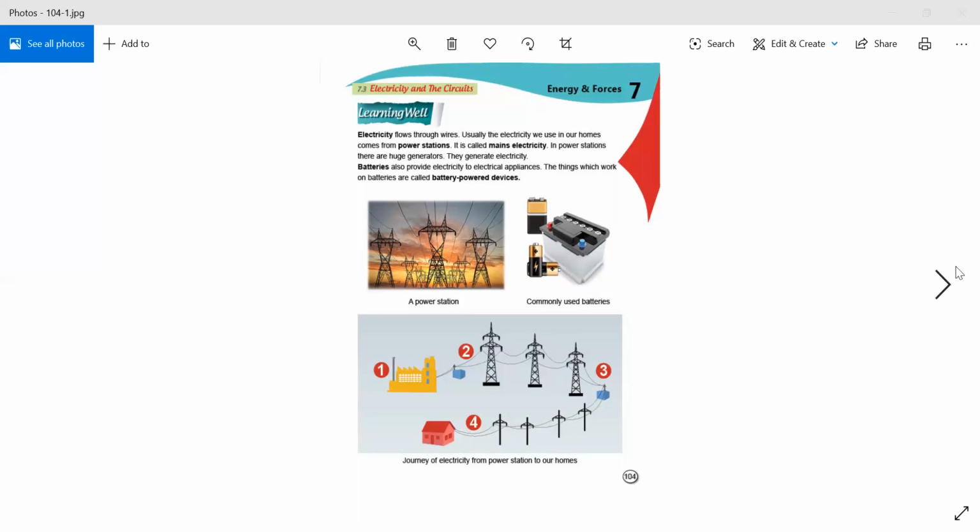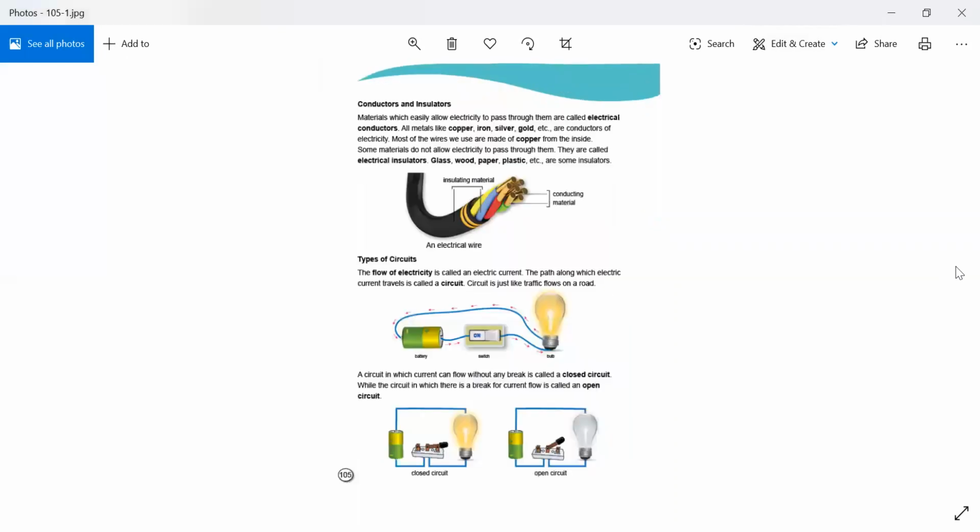So moving to page number 105. Conductors and insulators. Materials which easily allow electricity to pass through them are called electrical conductors. All metals like copper, iron, silver, gold, etc. are conductors of electricity. Most of the wires we use are made of copper from inside. Some materials do not allow electricity to pass through them. They are called electrical insulators. Glass, wood, paper, plastic, etc. are some insulators. Okay, students, first of all, you should know the difference between conductors and insulators.